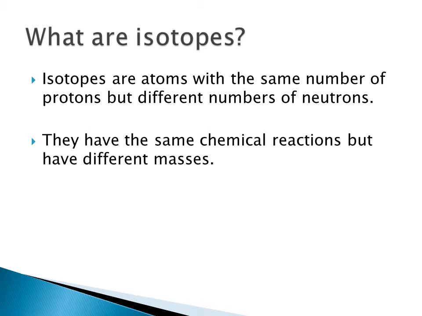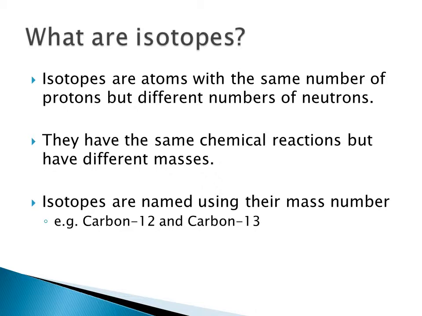So, they are going to have exactly the same chemical reactions. That's because they have the same arrangement of electrons around their nucleus, but they're going to have different masses because their extra neutrons will make them heavier generally than the normal type of that element.